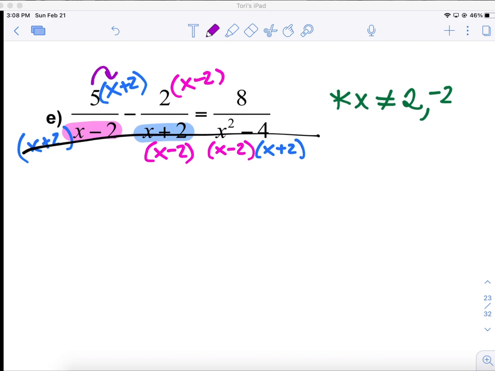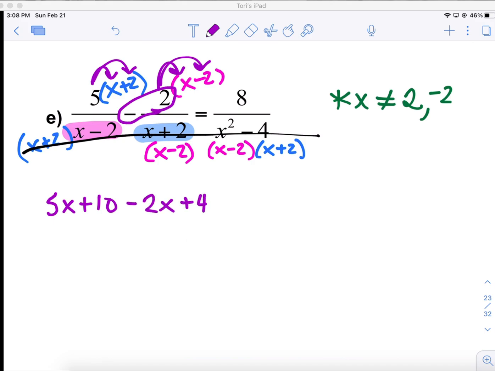This 5 is going to distribute with his new multiplier. So 5x plus 10. This middle is a negative 2, so I have to distribute it to both of them. So negative 2x plus 4. On the other side, the 8 already had everything he needs, so he's just an 8.